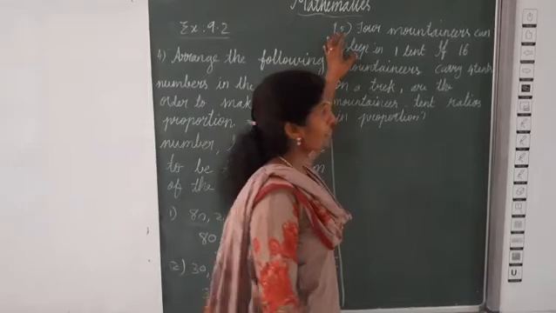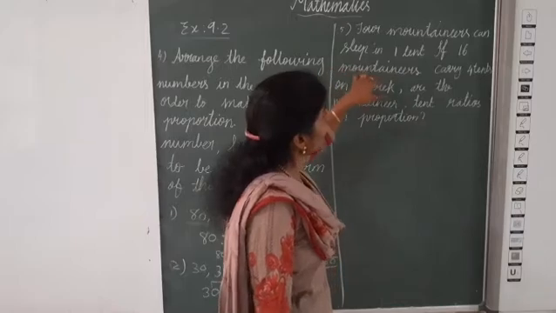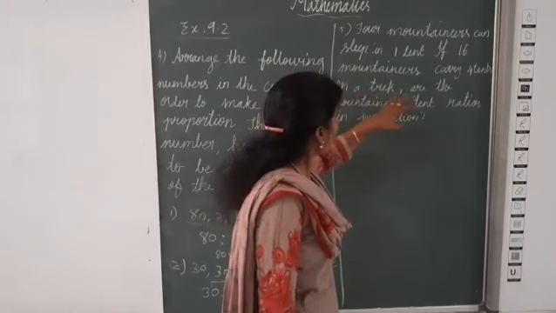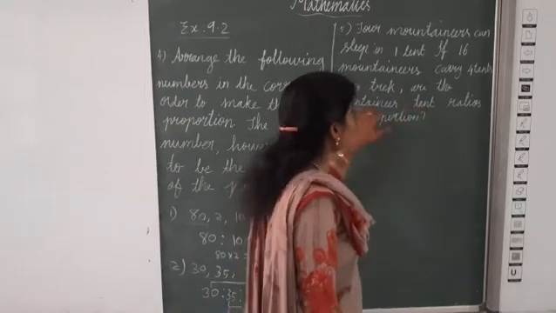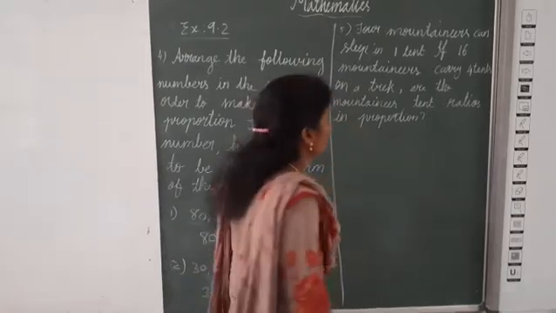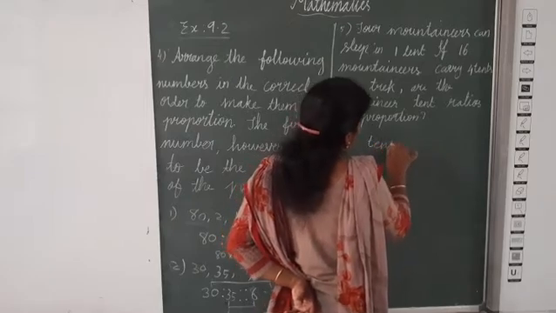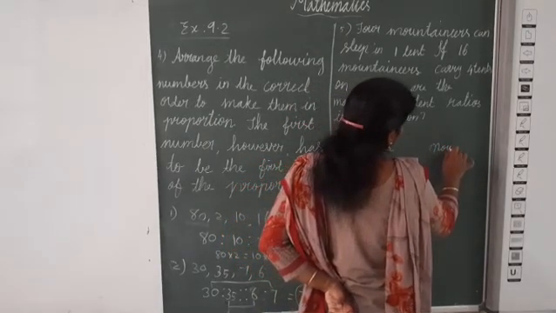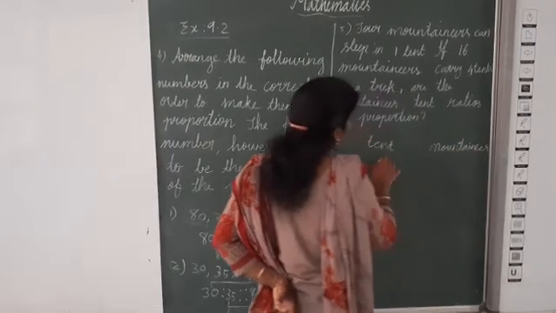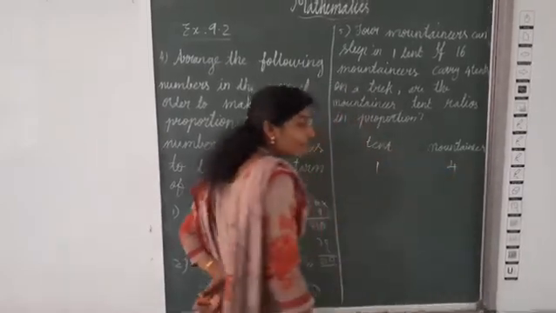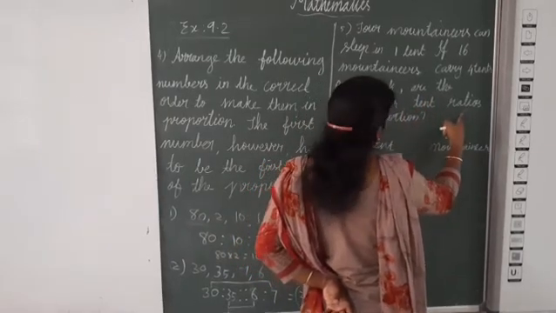Okay. Now, fifth question. 4 mountaineers can sleep in one tent. If 16 mountaineers carry 4 tents on a trek, are the mountaineer tent ratios in proportion? Okay, mountaineer tent ratios in proportion. Now here, one tent, isn't it? Tent. How many mountaineers? Okay, one tent, 4 mountaineers can sleep. Therefore, how are the mountaineers tent ratios in proportion?